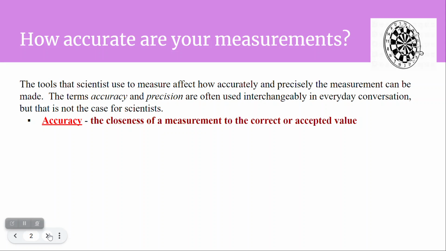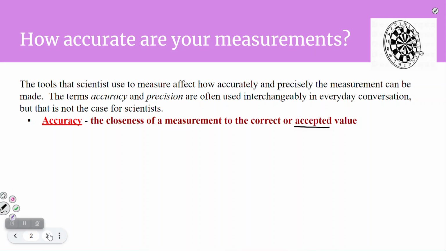So accuracy here is the closeness of a measurement to the correct or accepted value. You can go ahead and put in that word accepted there in the blank that you have in your notes.